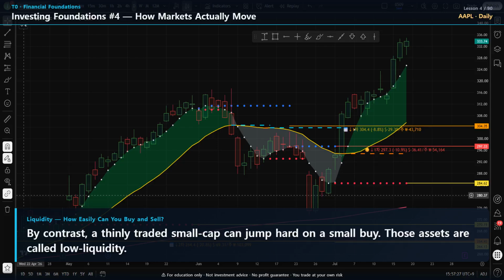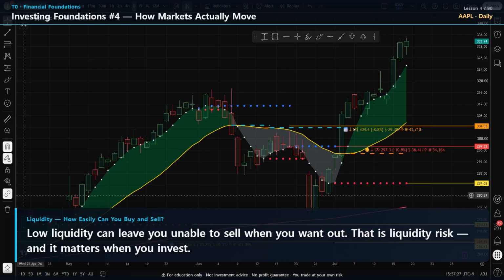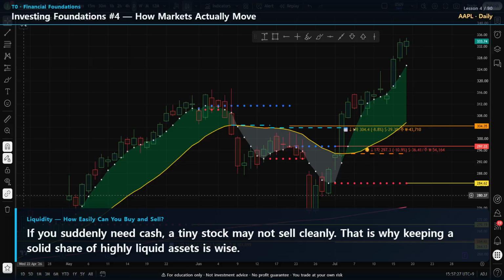Those assets are called low liquidity. Low liquidity can leave you unable to sell when you want out. That is liquidity risk, and it matters when you invest. If you suddenly need cash, a tiny stock may not sell cleanly. That is why keeping a solid share of highly liquid assets is wise.